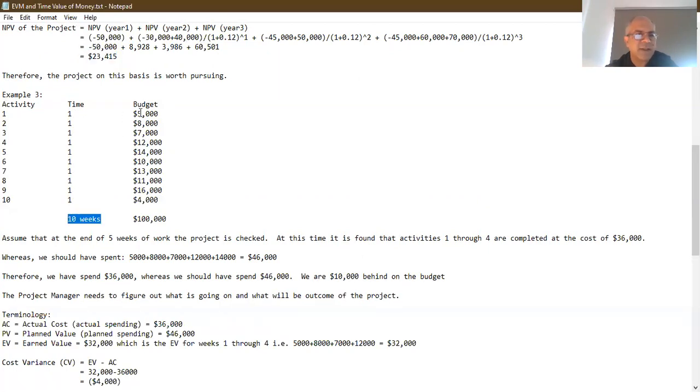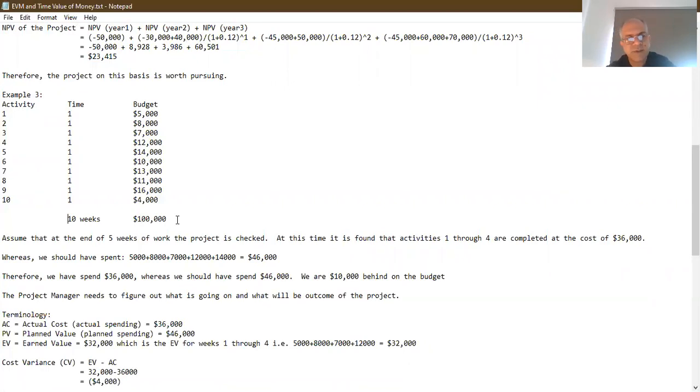The budget is that we plan that activity 1 will consume $5,000, activity 2 will consume $8,000, $7,000 for the third activity, and $12,000, and so on and so forth. And if we add all these figures up, they add up to $100,000. So the project is 10 weeks in length, it comprises 10 activities, and the total budget for this project that we have planned is $100,000.